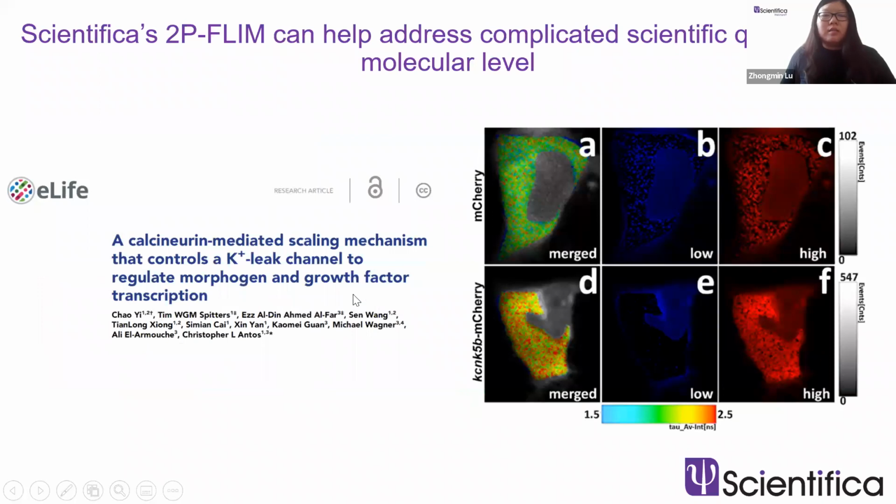And another study is a developmental study. This is a non-neuroscience study from Dr. Christopher Anto's lab. They have this thread-based potassium reporter. And when they do 2P FLIM imaging, they can collect really comprehensive and quantitative information and have a full understanding of how this potassium leak channel contributes to regulating morphogen and growth factor transcription.